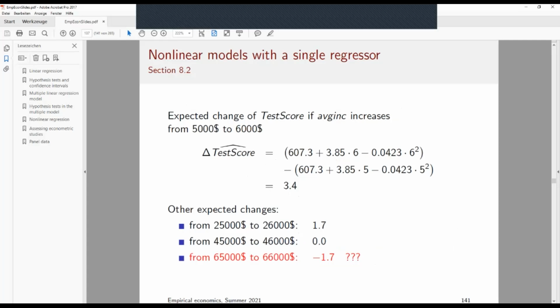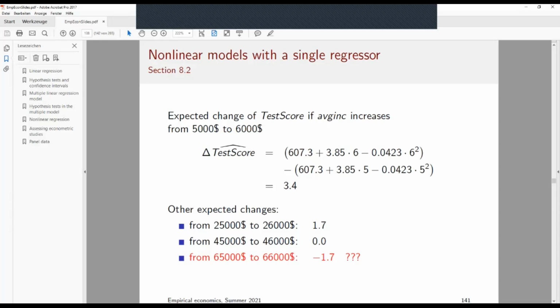Let's look at this more concretely. We have our regression function, and with a regression function, we can directly compute the difference in test score, or the difference in expected test score. As we've seen a couple of slides ago, this difference can be directly computed by putting in an old value of our regressor.